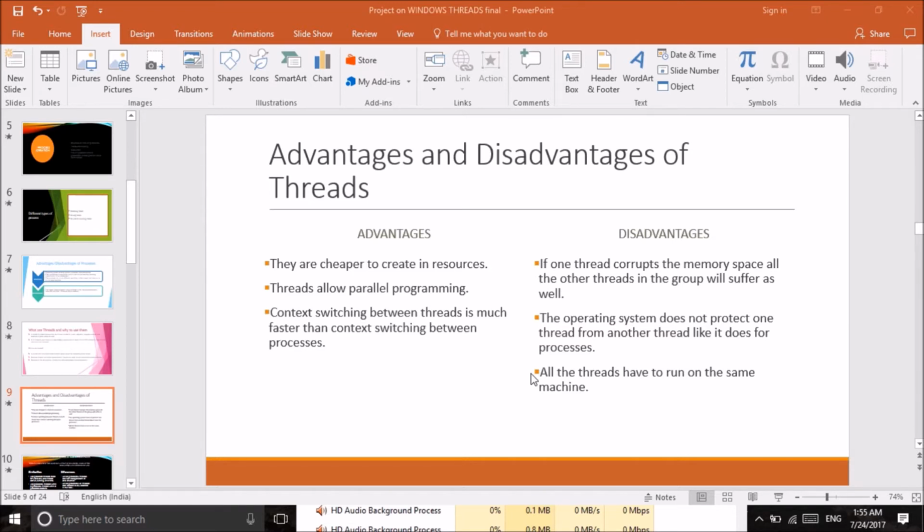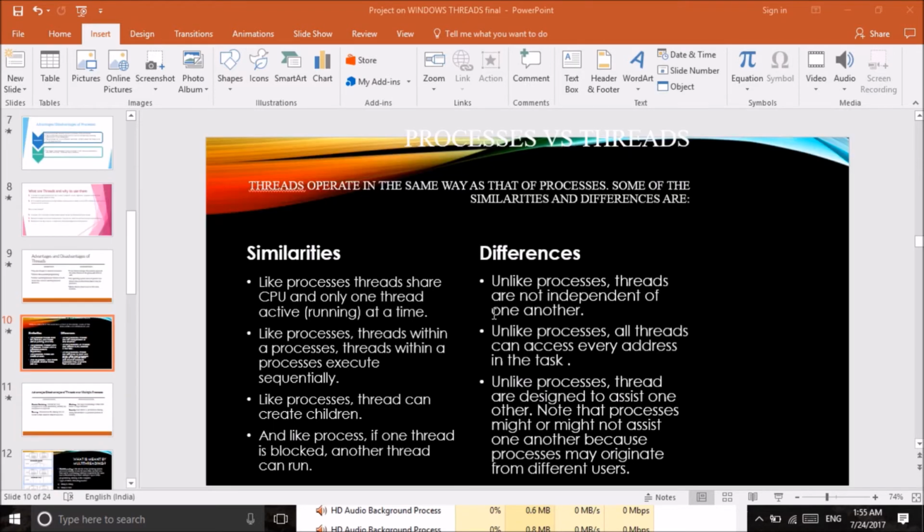threading gets affected, and the operating system does not protect one thread from another thread like it does for processes. Each process is protected separately, but in the case of threads, it does not support that format. All the threads have to run on the same machine, while in the processes it can run on different machines.